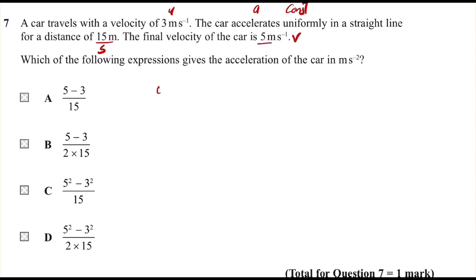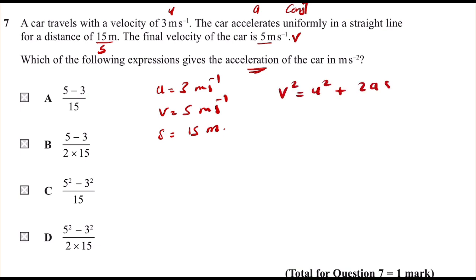So now we have u, which is 3 meters per second, and v equals 5 meters per second. Displacement equals 15 meters. The formula for calculating the acceleration is v squared equals u squared plus 2as.